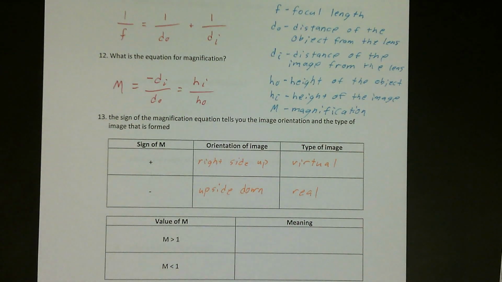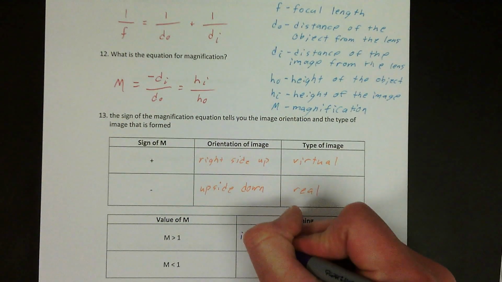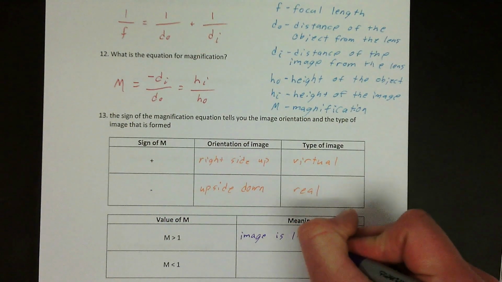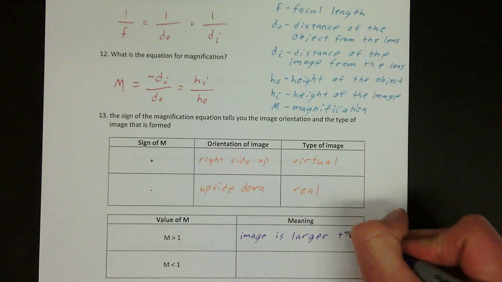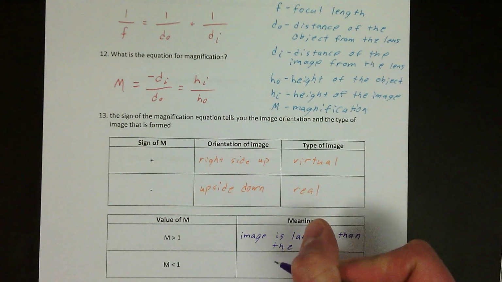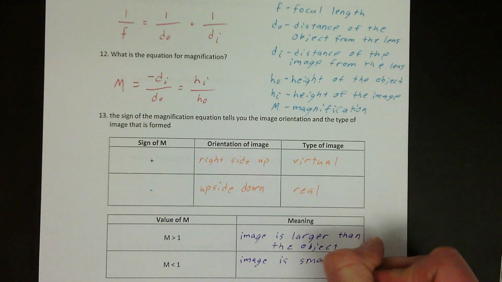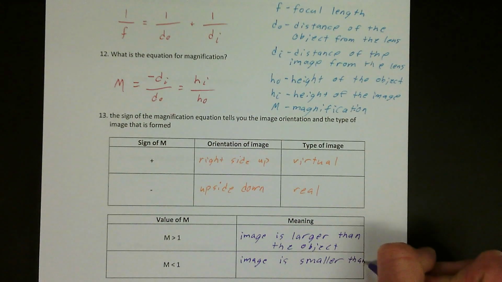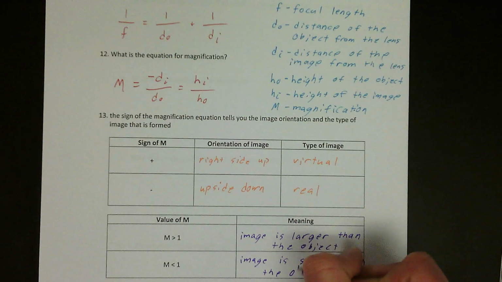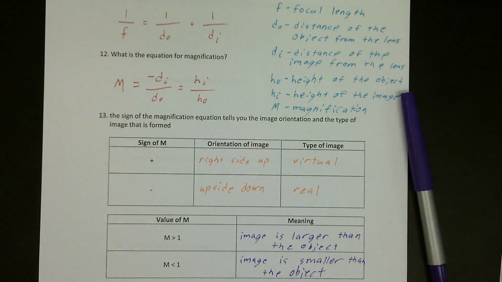Last thing I want to look at here is the number that goes with magnification. If you get a magnification that's greater than 1, then the image is larger than the object. And if you get a magnification that's less than 1, then the image is smaller than the object. So if the image is larger than the object, it's above 1, and if it's smaller than the object, it's below 1.